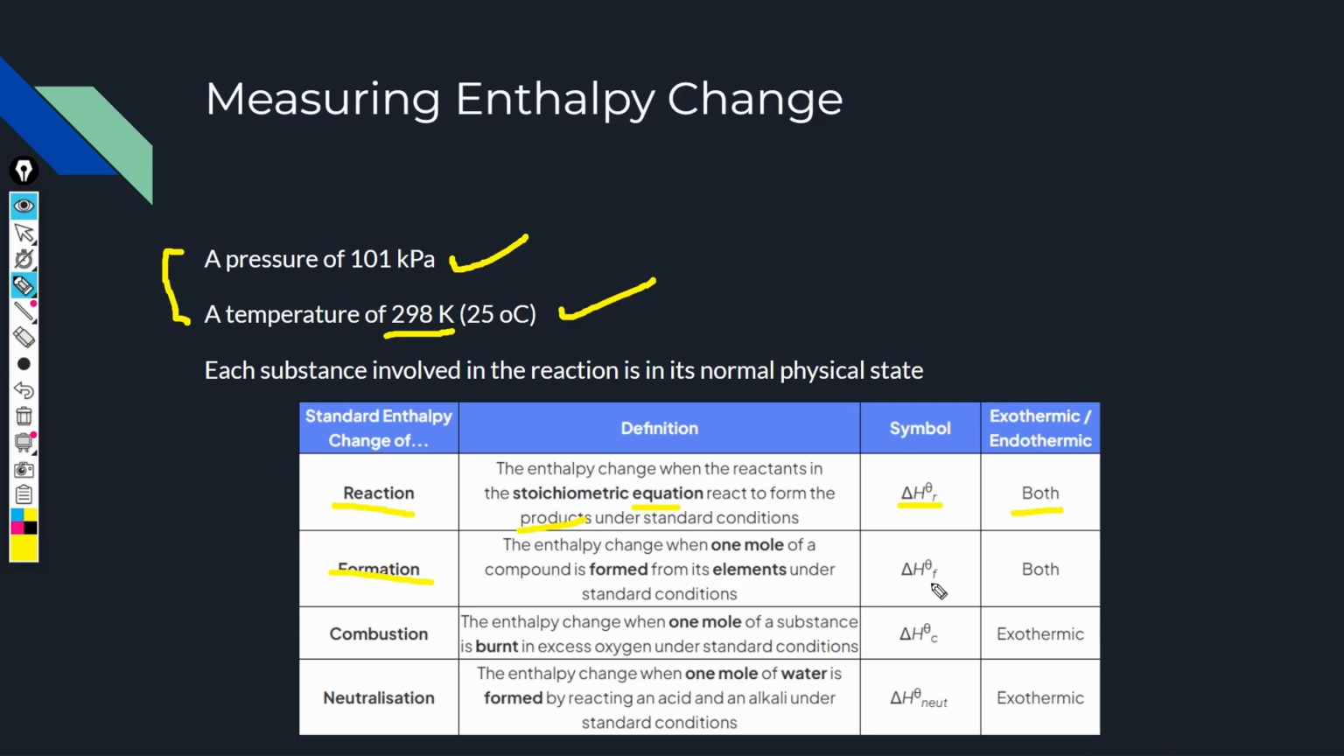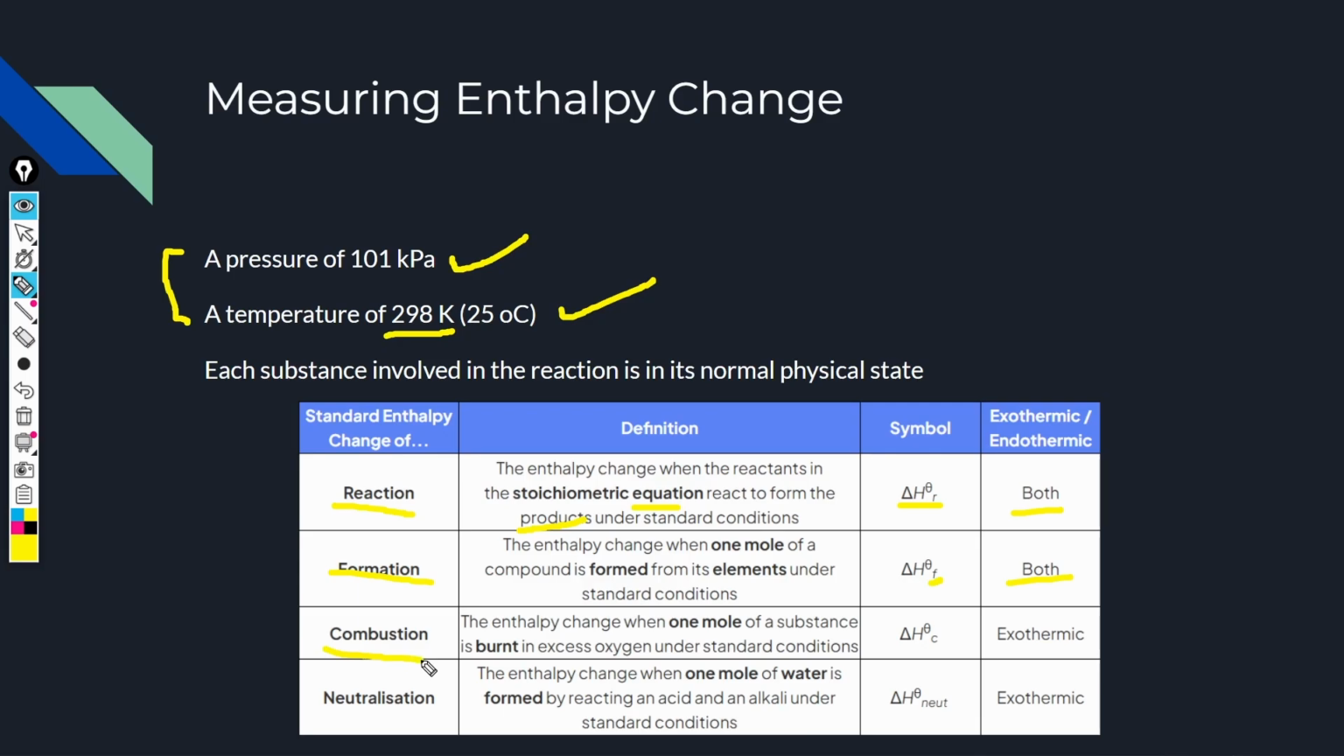Next is formation, which is represented by delta H f, and this is basically a measure of the enthalpy change, which is the amount released when 1 mole of a compound is formed from its elements. So there's only one product being formed, and again it can be exothermic or endothermic.